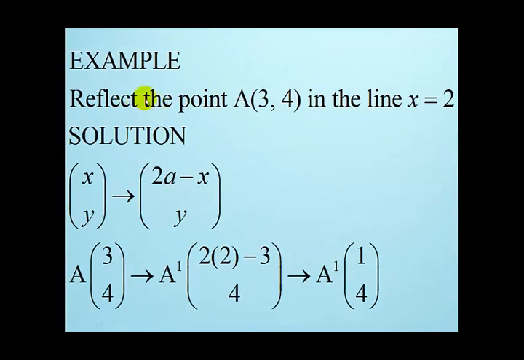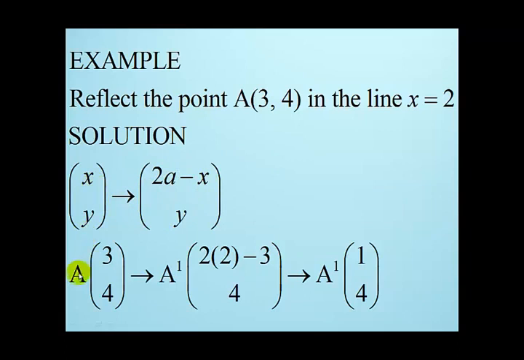Example: reflect the point A(3, 4) in the line x equals 2. From the rule, we can see that (x, y) maps to (2a minus x, y). Now we are told to reflect the point A(3, 4) in the line x equals 2. That means that a is a constant, that is 2. So wherever we see a, we have to substitute 2. (x, y) maps to (2a minus x, y).